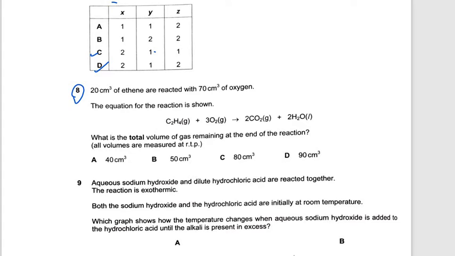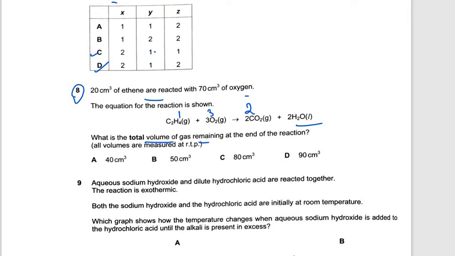Okay, so question number 8. 20 centimeter cube of ethene is reacted with this much oxygen. This question is from chemical calculation, where you talk about how the molar ratio is related. So if you look at this part, 1 mole combines with 3 moles of oxygen, and it will give you 2 moles of CO2 and water. Water is a liquid, so it will not come into this picture in calculating the total volume of the gas remaining at the end of the reaction.